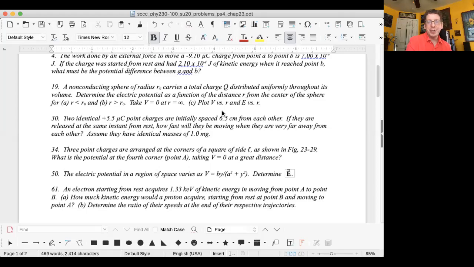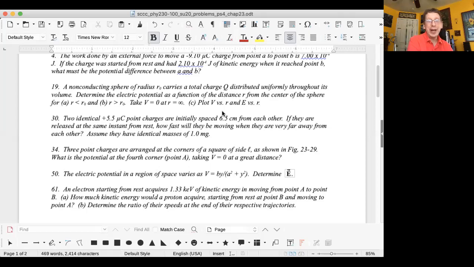And that brings us to number 61, which is the last of the recitation problems. An electron starting from rest acquires 1.33 kilovolts of kinetic energy in moving from point A to point B. How much kinetic energy would a proton acquire starting from rest at point B and moving to point A? Determine the ratio of their speeds at the end of their respective trajectories.